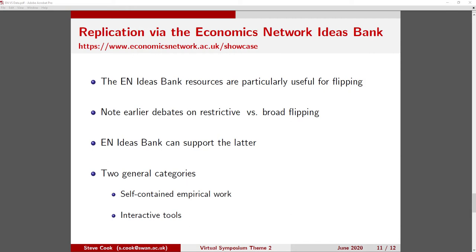So what I'm going to look at are two particular sorts of resources that are available on the website. There's the more self-contained empirical work, so the sorts of resources where it talks through a particular topic, provides a worked example and a data set, and also some more interactive tools which I think allow students to experiment outside of class and get a broader, deeper understanding of particular topics you're covering.